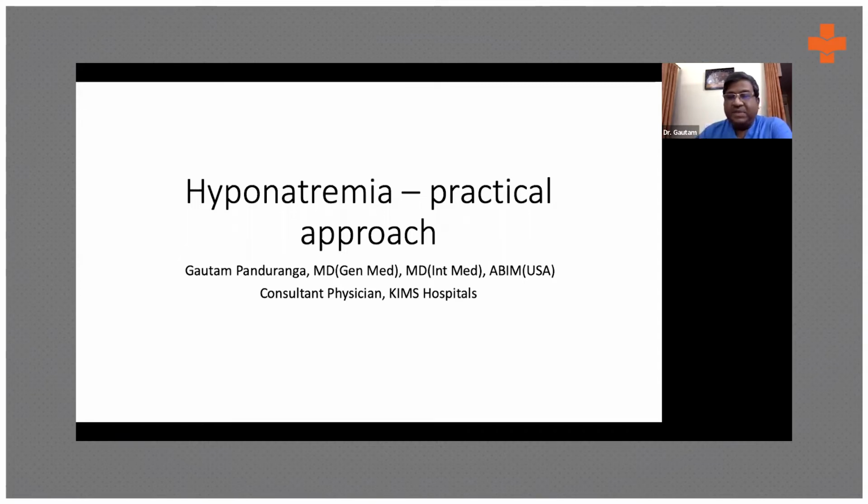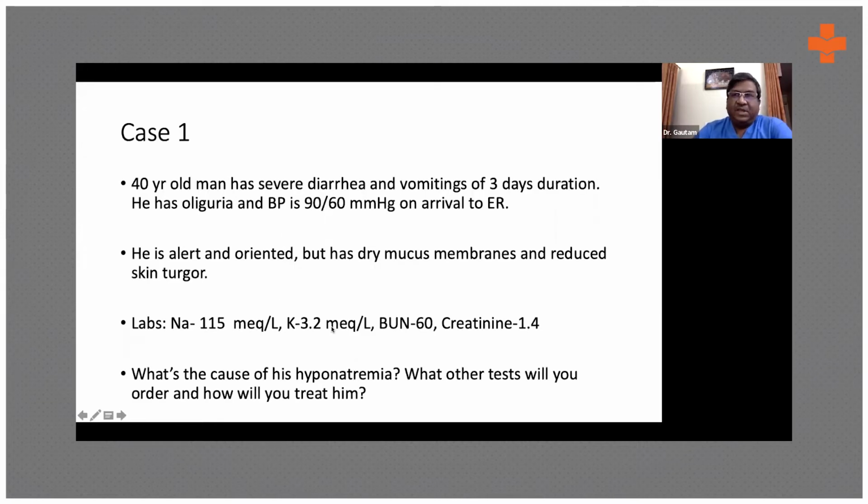so that we get more practical tips, like how to deal with a patient who actually has hyponatremia. So first I will introduce this topic with 3 cases. And towards the end of my lecture, we're going to discuss the answers to these 3 cases. Hopefully the answers will be straightforward after you have listened to the lecture.